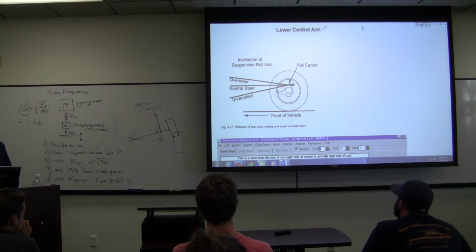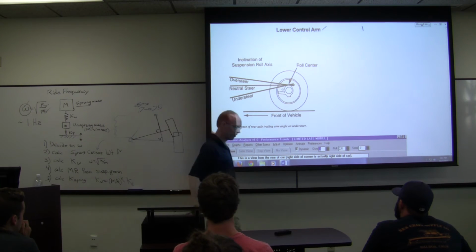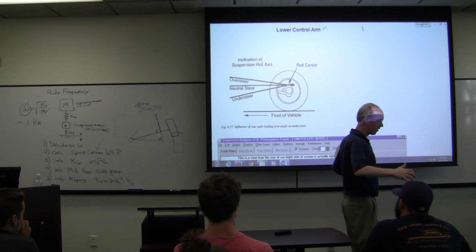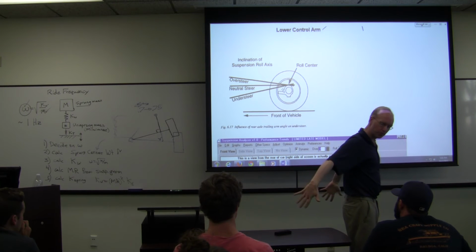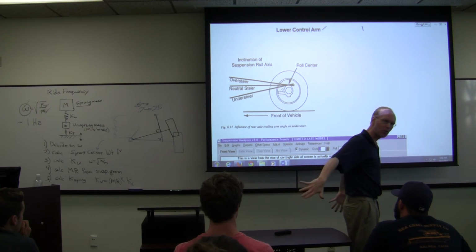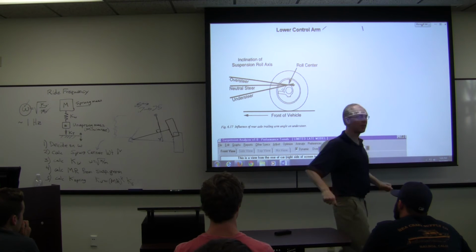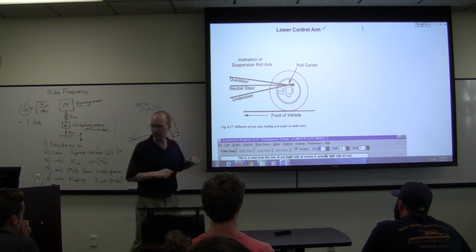There's also what's called roll steer, and this applies to solid axle vehicles. So if I'm driving and I've got a solid axle behind me, as the car rolls, I would like those rear wheels to not toe out. I would like them to toe in very gently. And that's achieved by how you design the rear suspension.